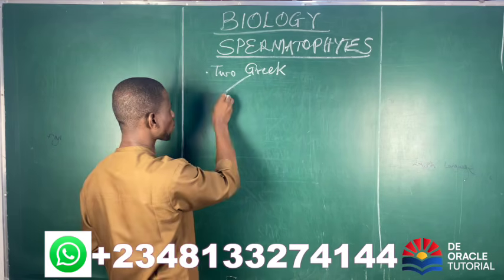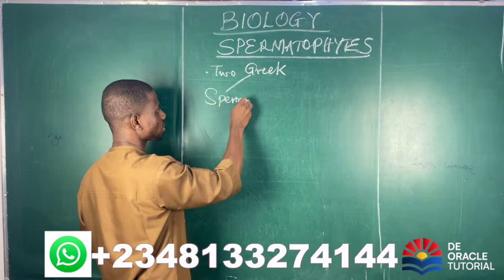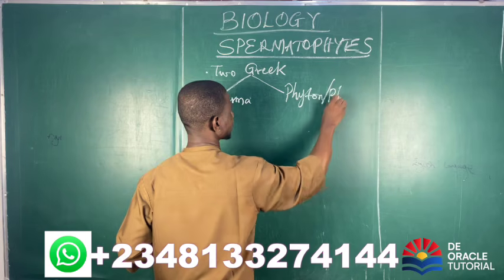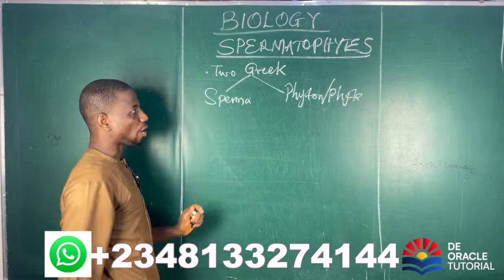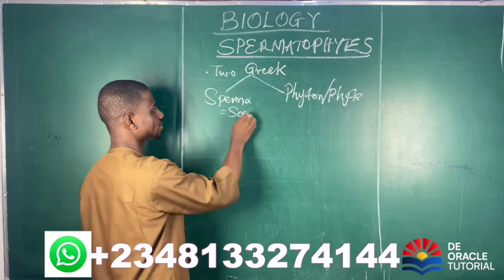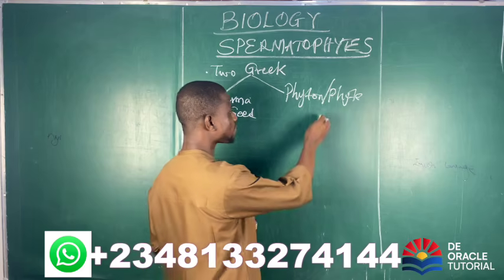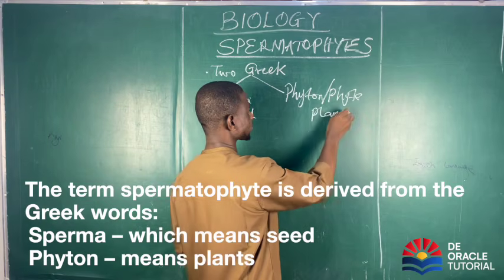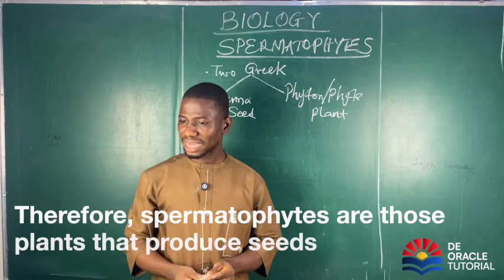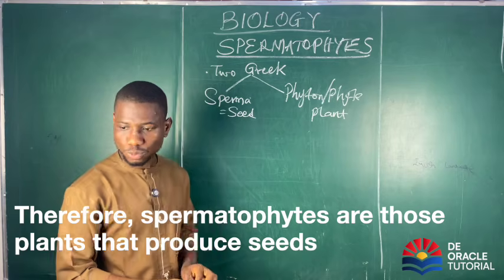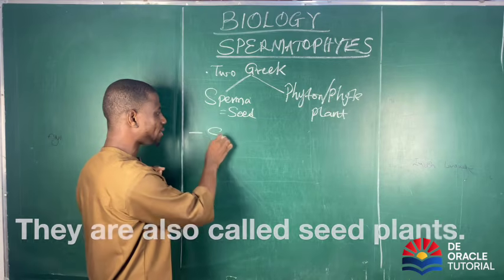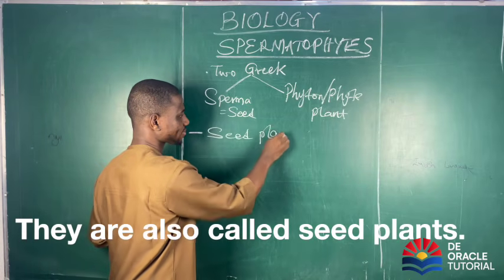We have the first part called sperma or sperm, and the second part called phyton or phyte. Now the term sperma simply means seed. And the term phyton simply means plant. So if you notice, at this point we can say that spermatophytes are those plants that produce what? Seeds. Exactly. For this reason, we can say that spermatophytes are seed plants.